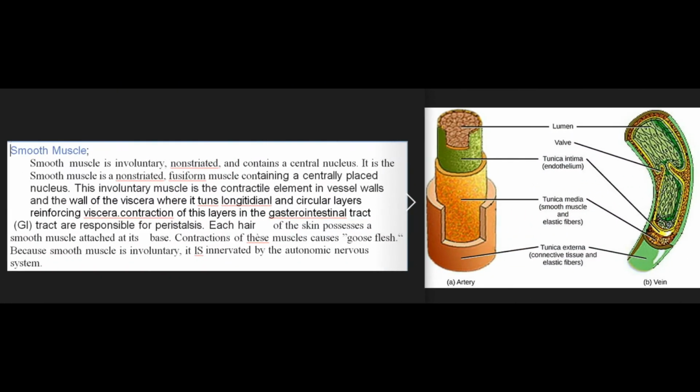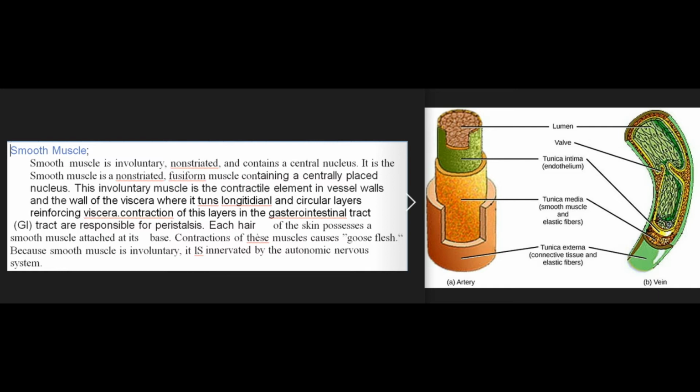Smooth muscle is involuntary, non-striated, and contains a central nucleus. The smooth muscle is a non-striated, fusiform muscle containing a centrally placed nucleus. This involuntary muscle is the contractile element in vessel walls and the wall of the viscera, where it forms longitudinal and circular layers reinforcing viscera. Contraction of these layers in the gastrointestinal tract, GI tract, is responsible for peristalsis.